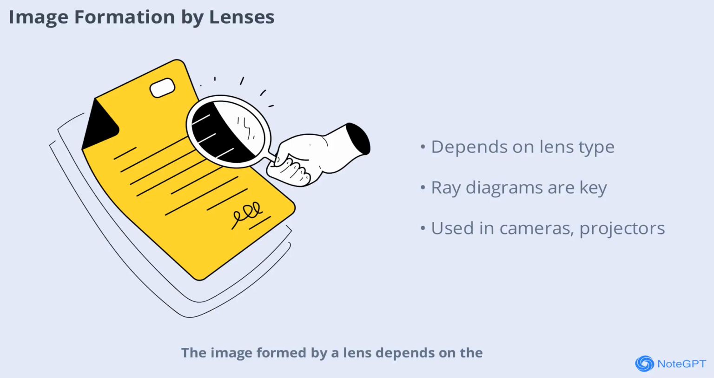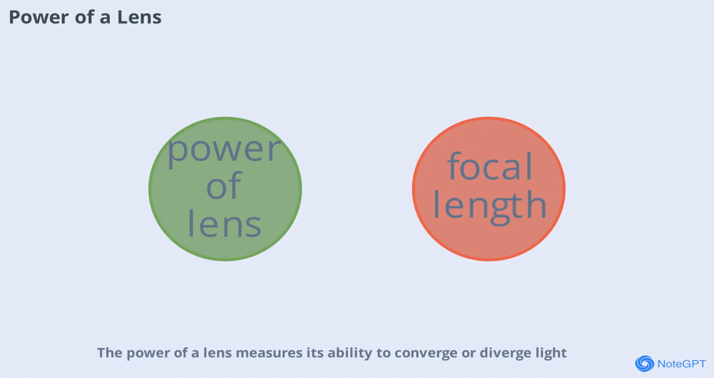Image formed by a lens depends on the type of lens and the position of the object. Convex lenses can form real or virtual images, while concave lenses always form virtual, upright, and diminished images. Understanding how to draw ray diagrams for lenses is essential for solving problems and understanding how devices like cameras and projectors work.